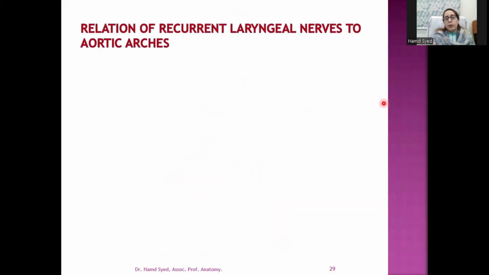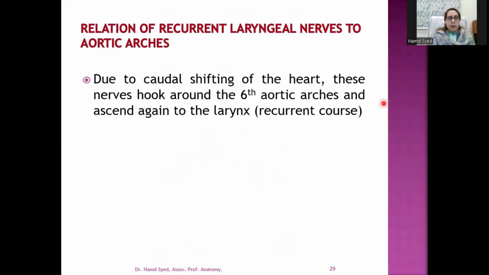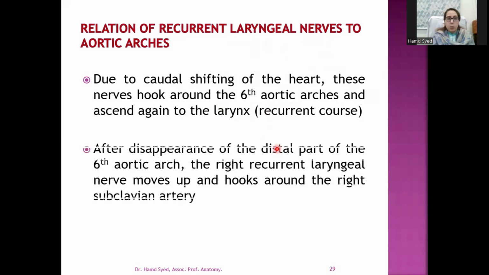Now, along with this topic, something that you should be familiar with is the relation of recurrent laryngeal nerves to aortic arches. Because of the repositioning of the heart, that is, it's going to shift caudally, these recurrent laryngeal nerves hook around these six aortic arches. And as they hook around, they then again ascend and go upwards to the larynx. This is why they are called recurrent laryngeal nerves, because they have a recurrent course.